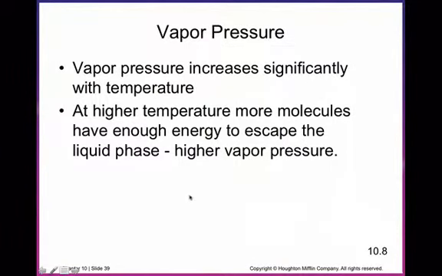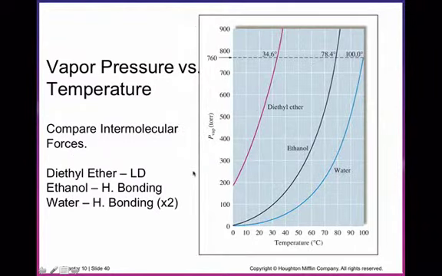Vapor pressure increases significantly with temperature. So the more energy you provide a system, the more energy those molecules are going to have, and the easier time they're going to have escaping into the gas phase. So your vapor pressure will go up if you have a higher temperature, because those molecules have more energy and they're going to be leaving the liquid phase to go to the gas phase. At higher temperatures, more molecules have enough energy to escape the liquid phase, which is what we just talked about, so you have the higher vapor pressure.